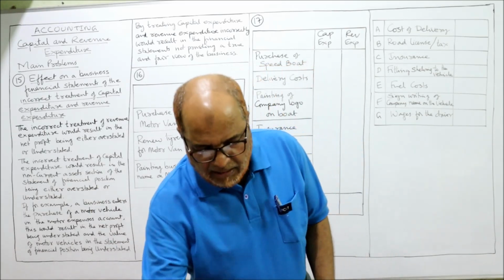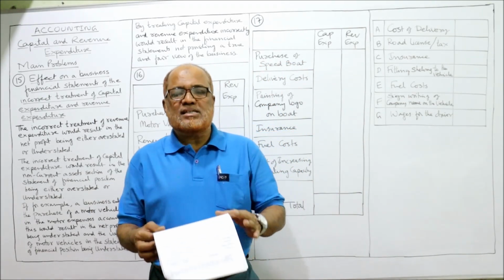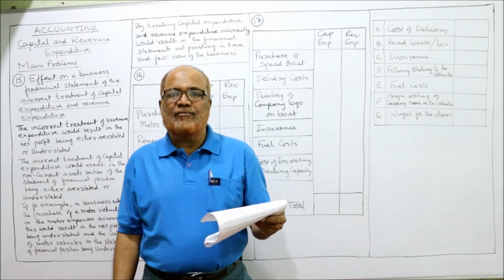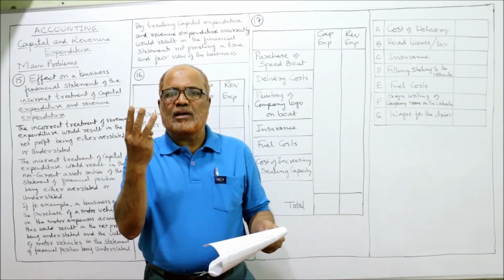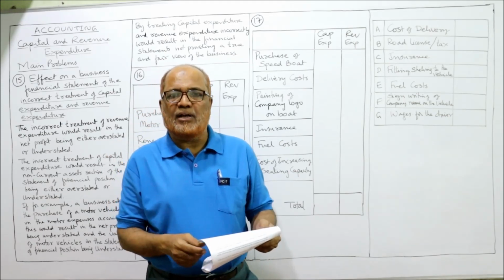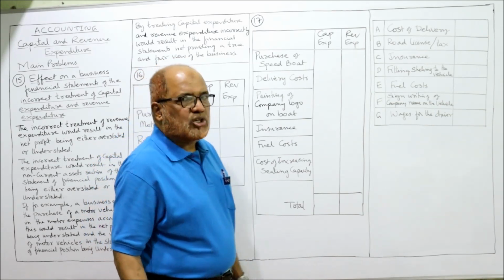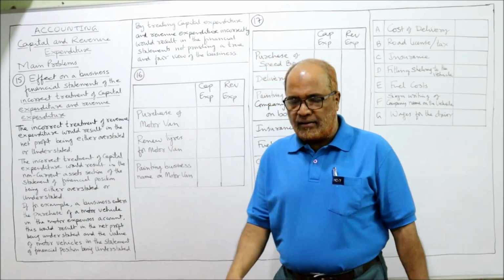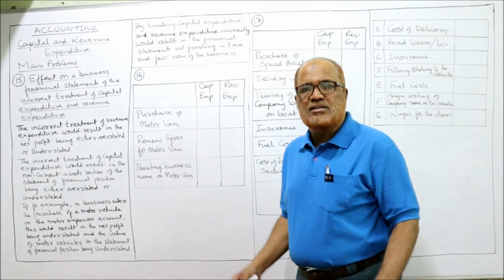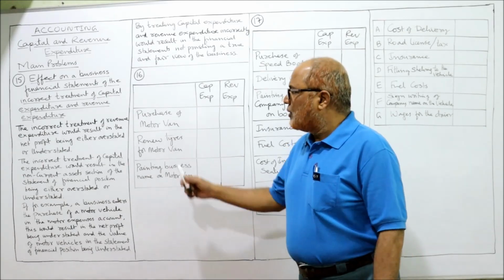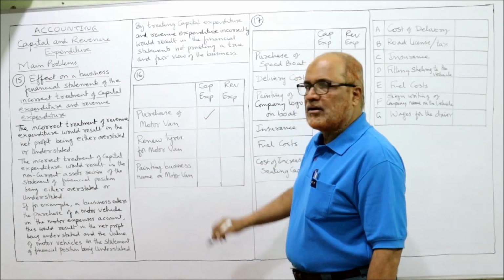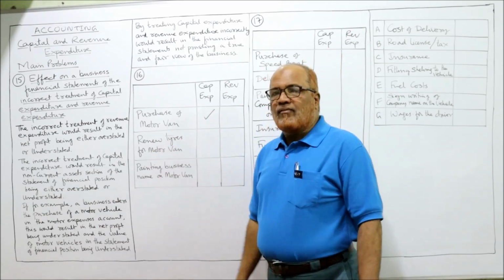Now I am coming to the 16th one. In the following table, place a tick under the most appropriate heading for each item. Only 3 items are given. We have to decide for each item whether it is a capital expenditure or revenue expenditure as usual. The first one is purchase of motor van. The purchase of a motor van is a capital expenditure. It's an acquiring of a non-current asset. A motor van is a non-current asset. When it is purchased, it's a capital expenditure. So capital expenditure, tick.